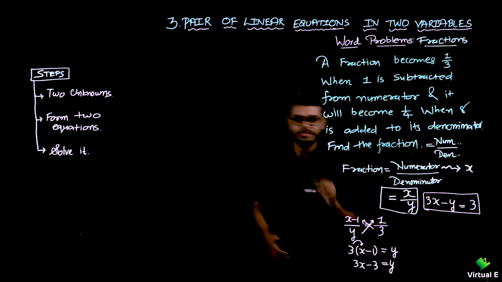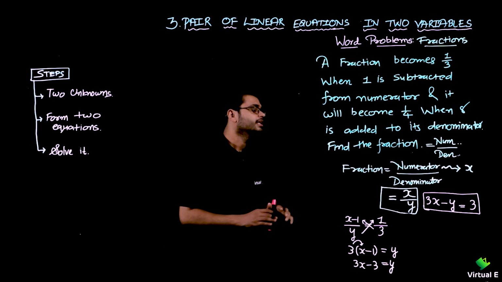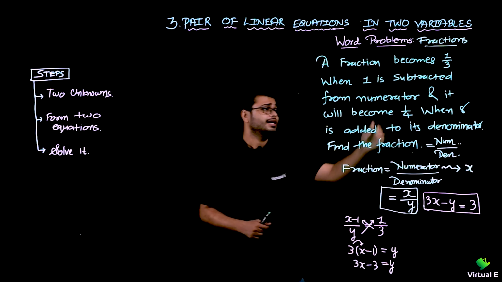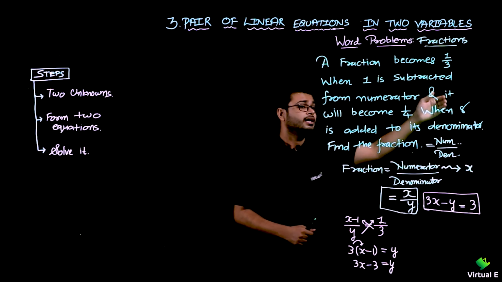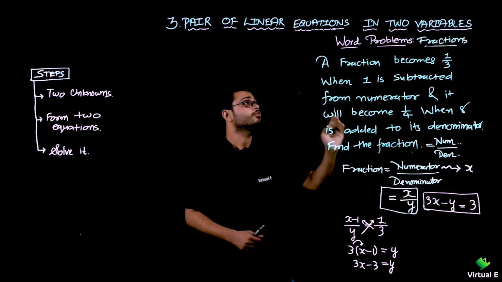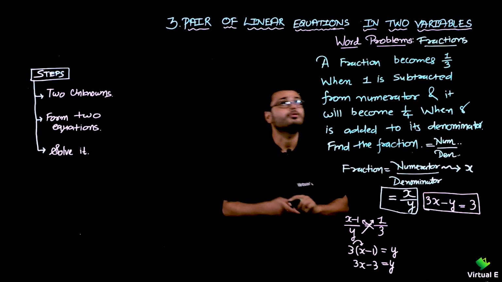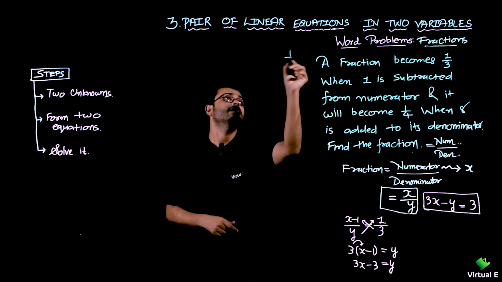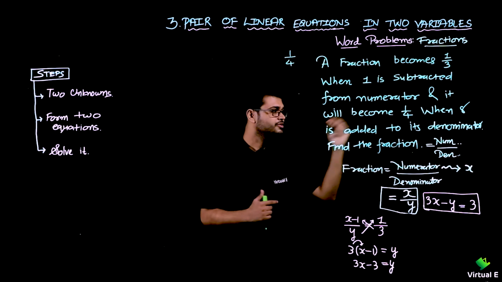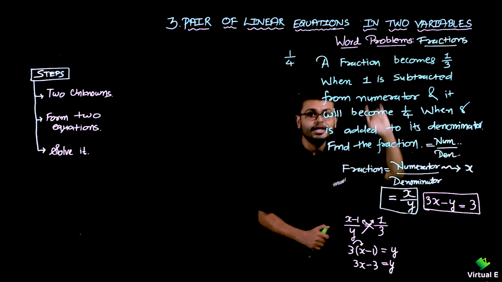My first equation is done from the first condition. Let's move to the second equation. Let's read further: it will become 1 over 4. In the previous case it was 1 over 3. Now it is 1 over 4. So let me write 1 over 4. What changes will we make? Let's read it: when 8 is added to its denominator.